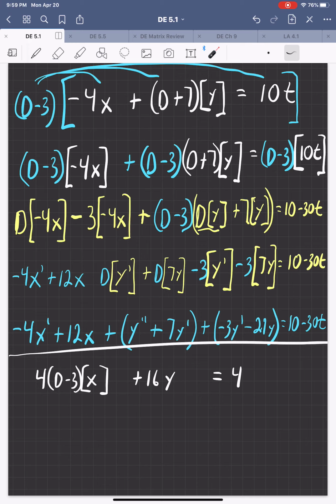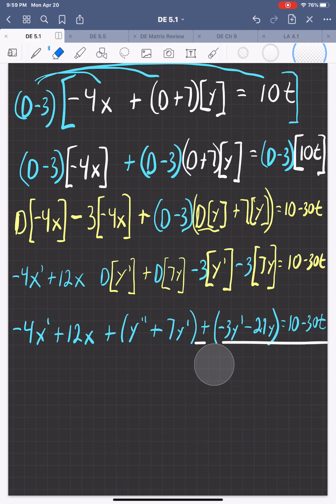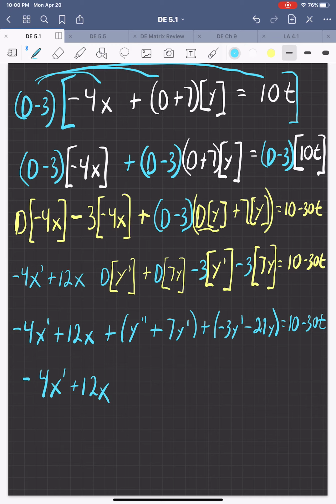So we end up with, let's see if we can combine some like terms and so forth. Hopefully some things start to cancel out, and then we'll go back to our operator notation. Okay. So I'm going to go ahead and write any of the x variables I want to cluster together, and then any of the y variables we're going to cluster together. So this is going to be -4x prime plus 12x. There's no other x's to combine.